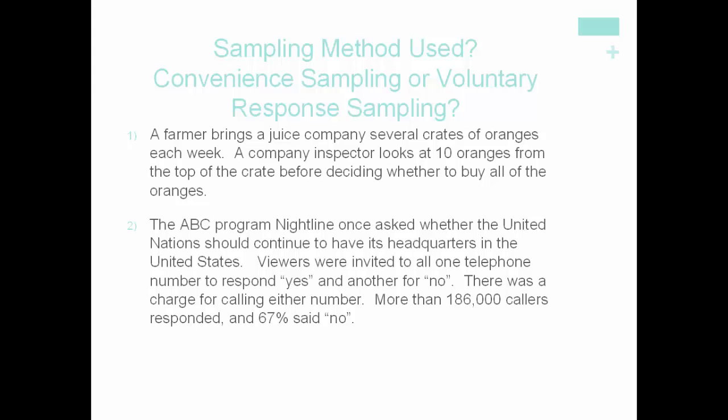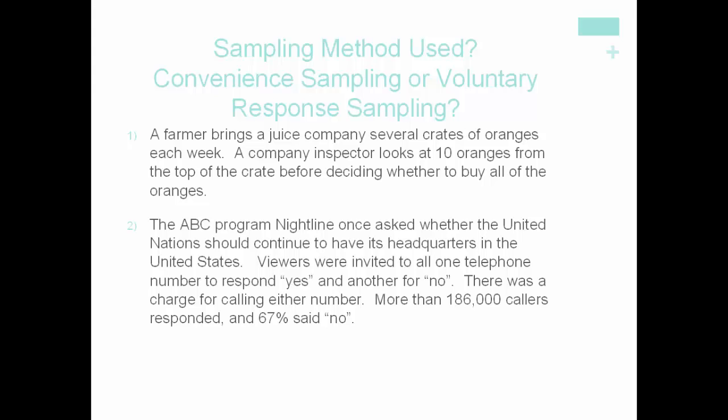Let's take a look at the second one and see if we can come up with an answer to these two. The ABC program Nightline once asked whether the United Nations should continue to have its headquarters in the United States. Viewers were invited to call one telephone number to respond yes and another for no. There was a charge for calling either number. More than 186,000 callers responded, and 67% of them said no.